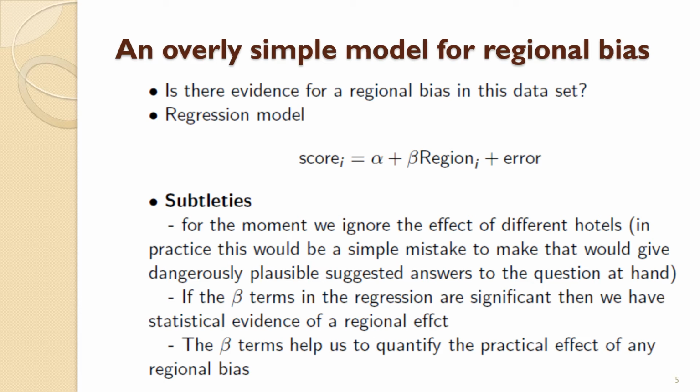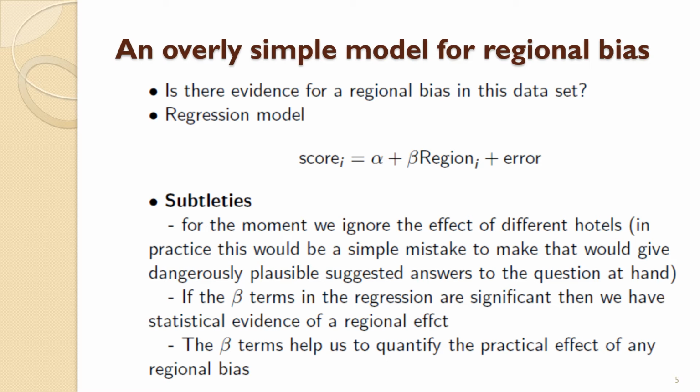So we're going to start here by discussing an overly simple model for regional bias. Start with this regression model, so that the score is related to some constant number alpha plus beta times the region plus some random error. There are, however, some subtleties here. You have to bear in mind at this point that this is ultimately an overly simple model. It's important to make this point because you can still make mistakes here, even if you are following what looks to be an intuitively reasonable approach. So this is quite dangerous.